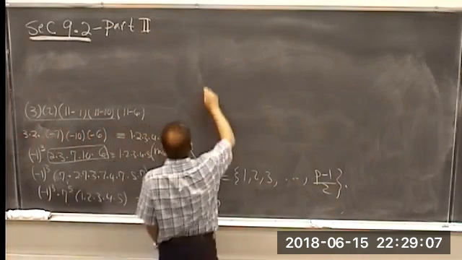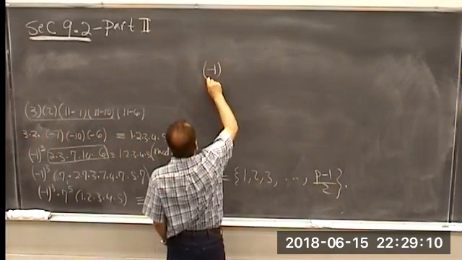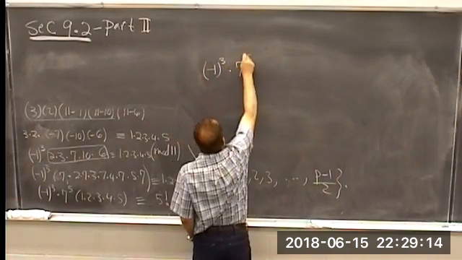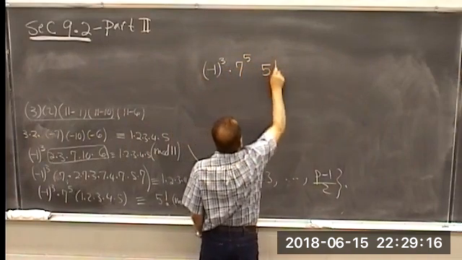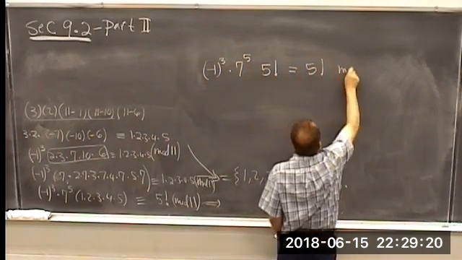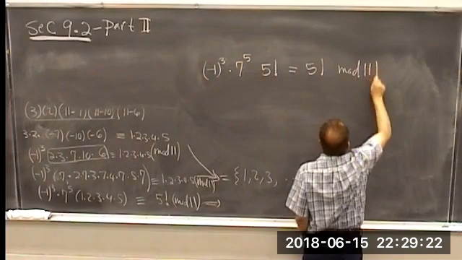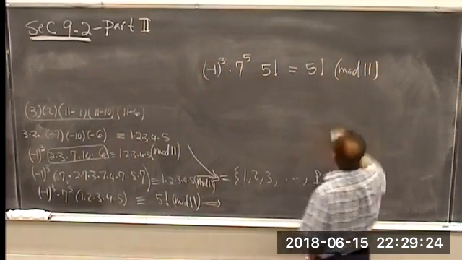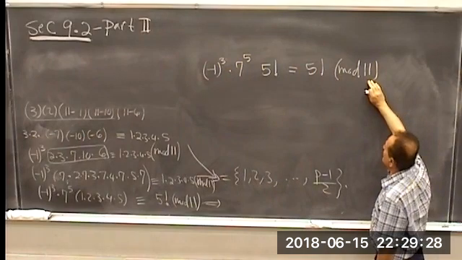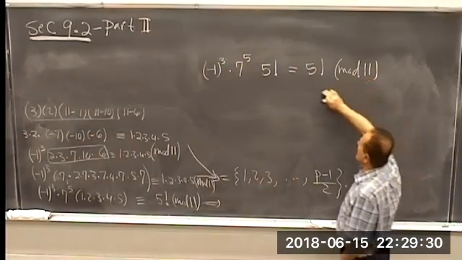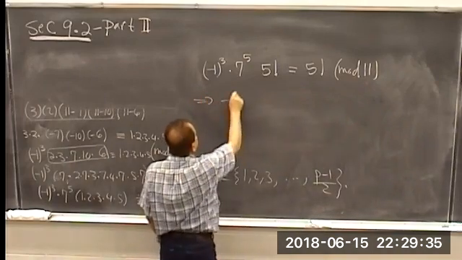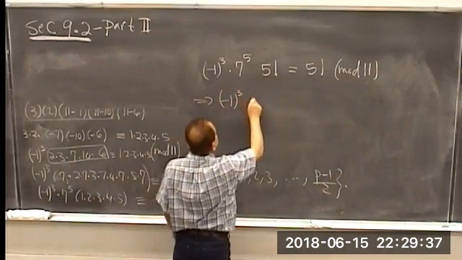So then we have negative 1 to the 3rd on the left side. Then we have 7 to the 5th. Then we have 5 factorial. And then we have also 5 factorial mod 11. Now, since 5 factorial, of course, is relatively prime to 11, then we can divide both sides by 5 factorial, and then we get this.